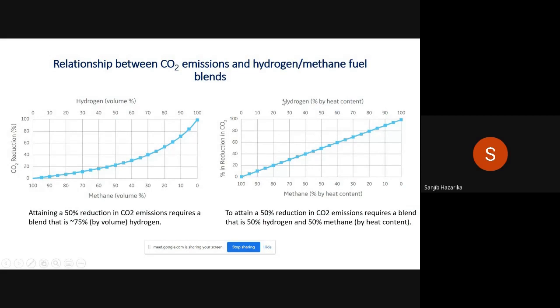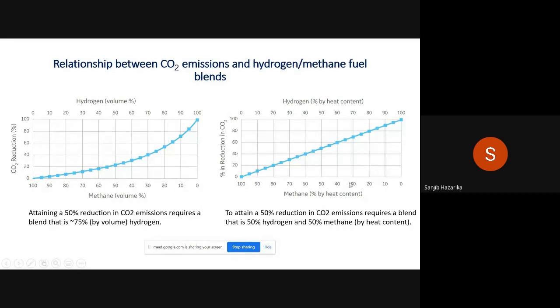And these two curves actually show the carbon dioxide emission with hydrogen and methane as a fuel. So in the x-axis here below, it's the methane percentage. Methane is nothing but natural gas, we can say, because in a natural gas composition, most of the part is methane, maybe 85%, and in some cases 90% as well. On the y-axis, it is the carbon dioxide reduction. So the left side curve is by volume, and the right side is the same based on the heating content. Basically, if we consider the heat for both methane as well as hydrogen, what it will be.